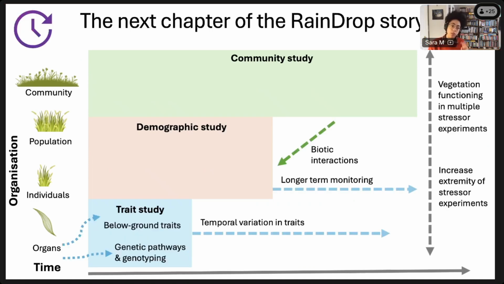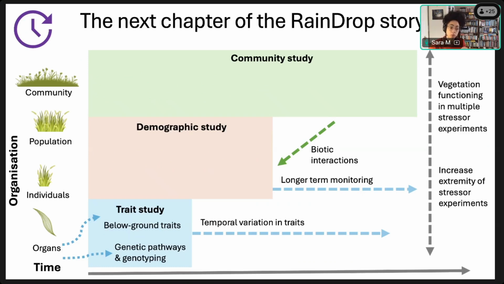In terms of a potential next chapter for the RainDrop story, there are various points where things can be extended, and things that I found really interesting. For me, it would be good to look at below ground traits, which I intended to do, but it's a very hard site to work in. I tried to put the shovel in and it just didn't go in, I think because of all the ploughing from previous management. So you'd probably have to do experiments in greenhouses if you want to look at root traits.